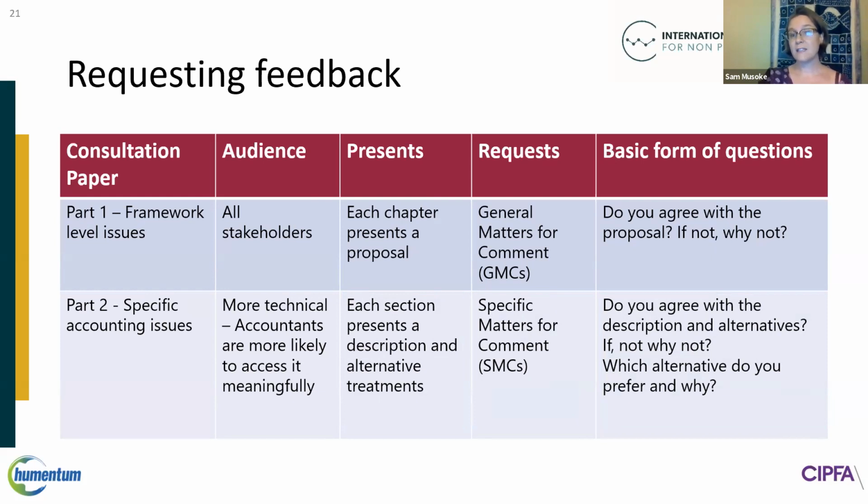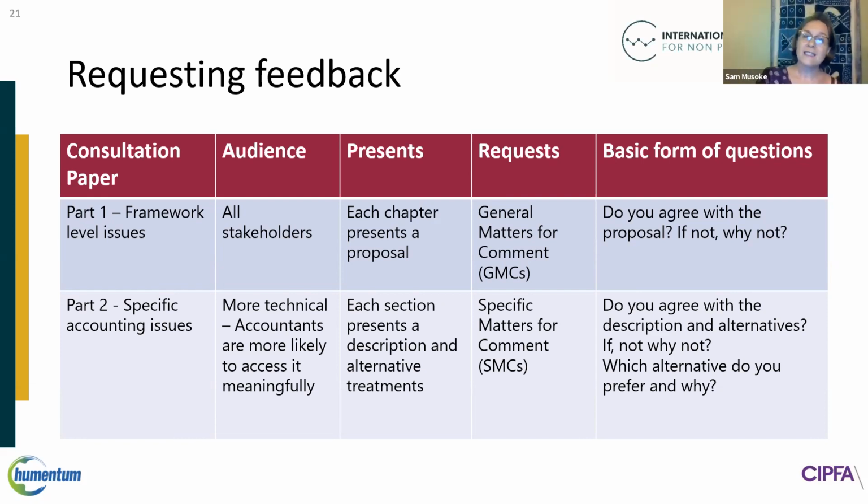And generally, these questions take the form, do you agree with the way we've described this issue and the alternatives that we've offered? If not, why not? And then which alternative would you prefer and why? So again, you need to read it before you can meaningfully submit responses.